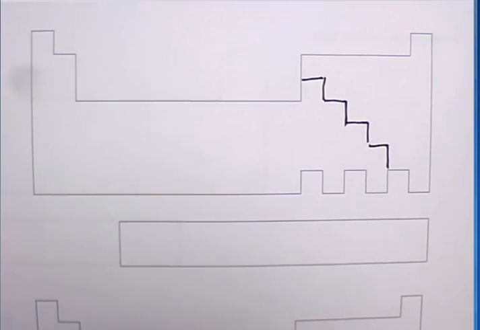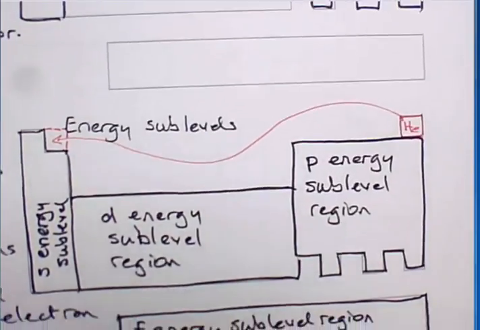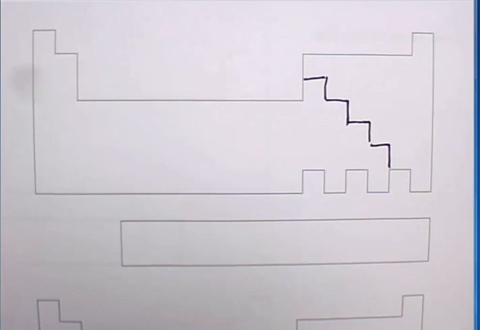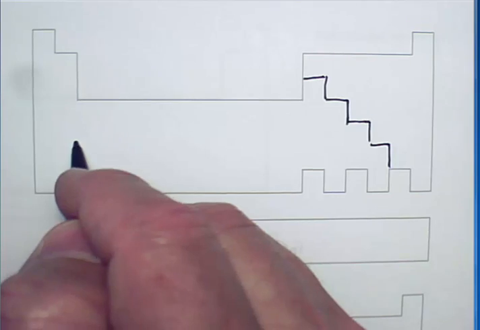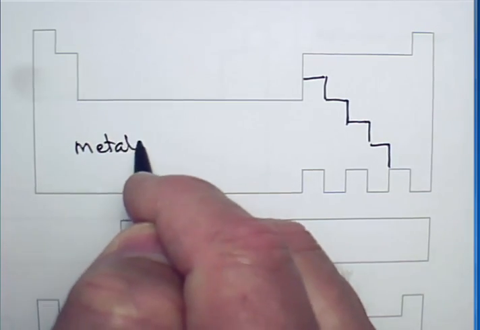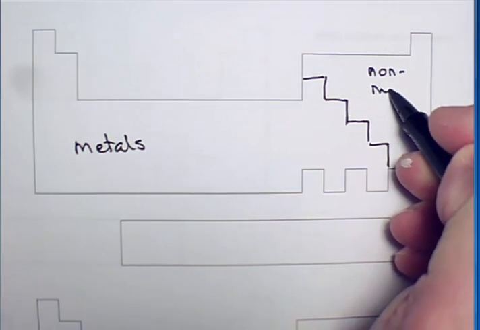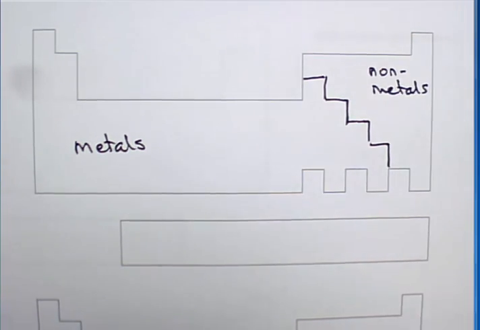Oops, there's a problem. Remember our problem with energy sublevels? What was the problem? Helium needs to move over there. We're going to have to move something here too. So we're going to call these metals over here. And over here we're going to call all these non-metals. All right? Good. The problem is hydrogen.